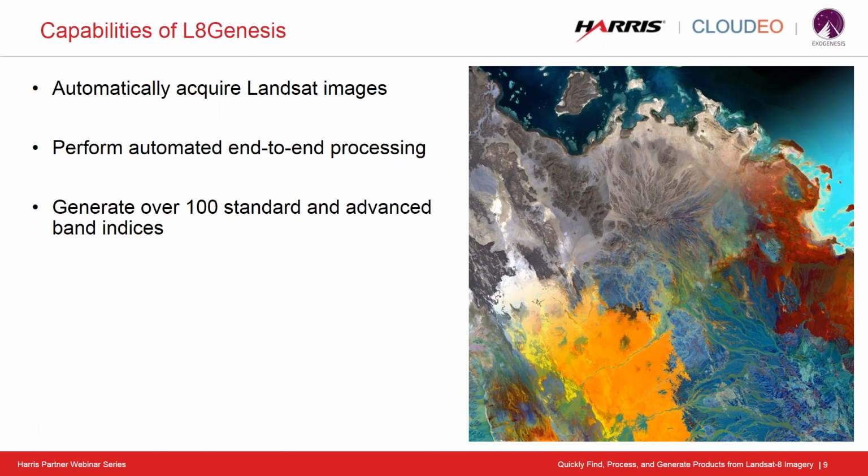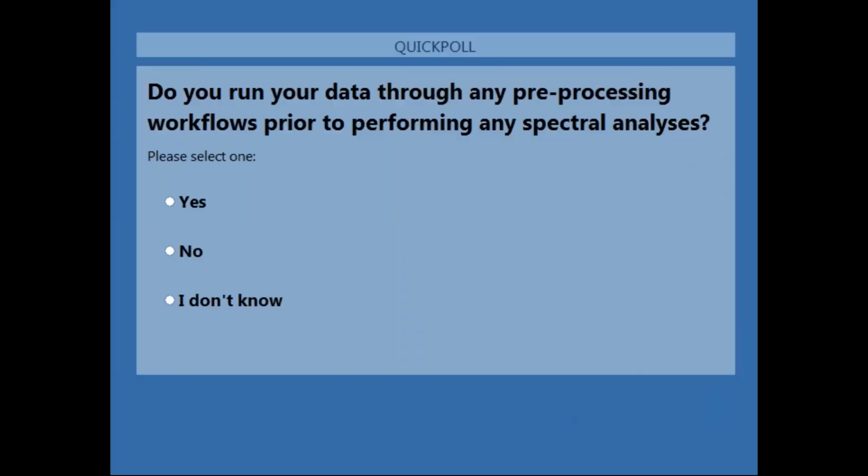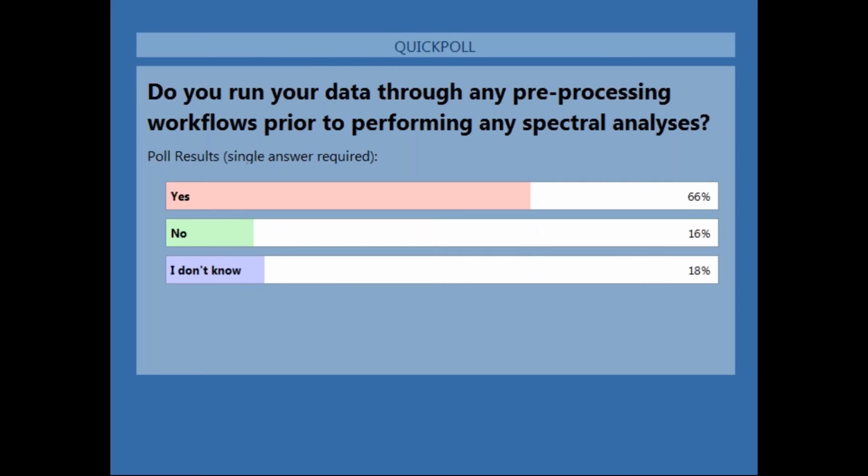Well, thank you, Tim. And now we'd like to move on to our poll question number 2, which is coming up. So the question is, do you run your data through any pre-processing workflows prior to performing any spectral analyses? Enter A for yes, B for no, and if you're either not doing any processing today or don't know, please enter C. We will give you about 15 more seconds to make your selection, and then Tim, if you could give a comment on the output results. We seem to have a lot of entries coming in, and here come the results.